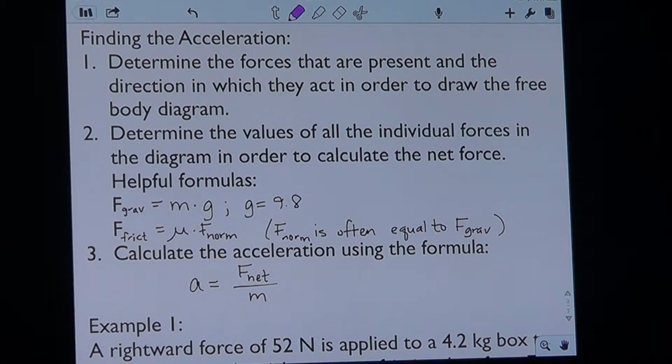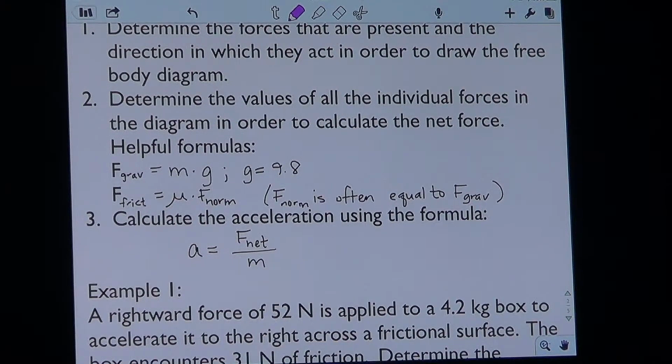Two of the formulas that you might use to do the calculating: to calculate gravity, remember, is mass times gravity, which is 9.8. And friction is mu, the coefficient of friction, times the normal force. And in order to figure out what the normal force is, you might also have to figure out gravity. Usually, with most objects, their gravity and the normal force are balanced. So if we can figure out the gravity of the object, the normal force is typically equal to that. And then after that, we can calculate the acceleration once we get the net force.